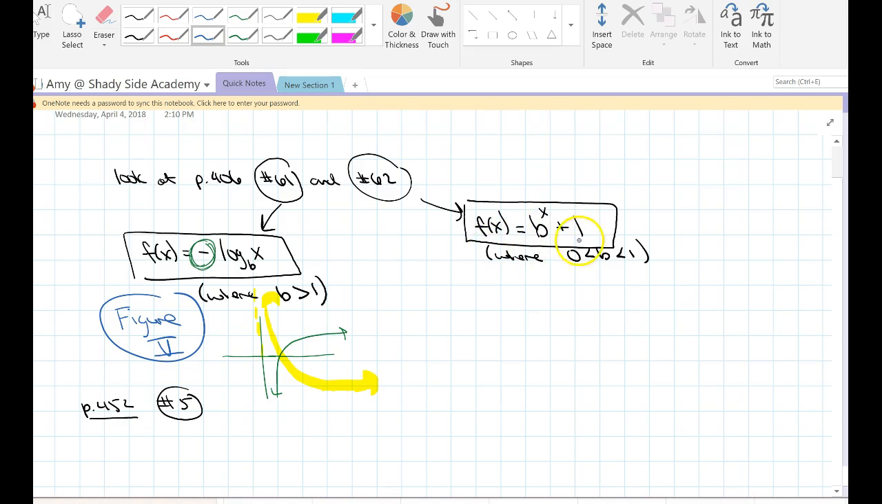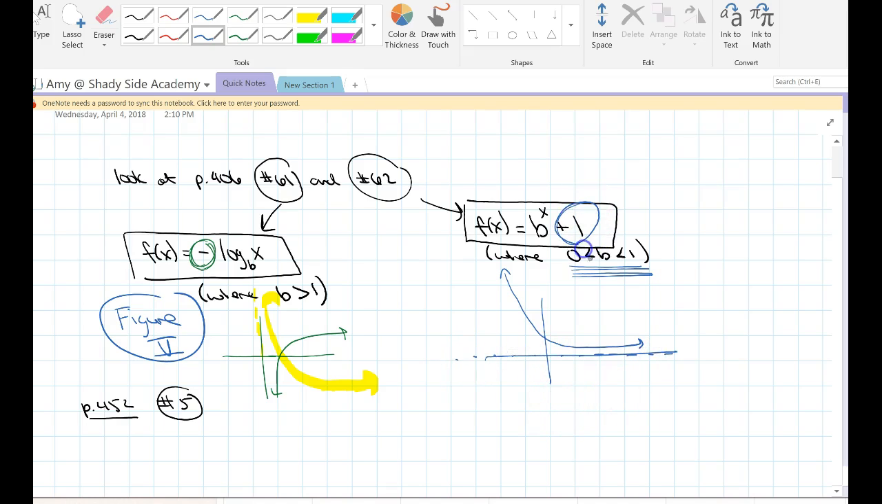This one, look at this one. F of x equals b to the x plus 1, where b is between 0 and 1. What kind of function does that make this? Exponential function, but is it exponential growth or decay? It is exponential decay because this base is less than 1. And we know an exponential decay function generally looks something like this, with a horizontal asymptote right here, right?